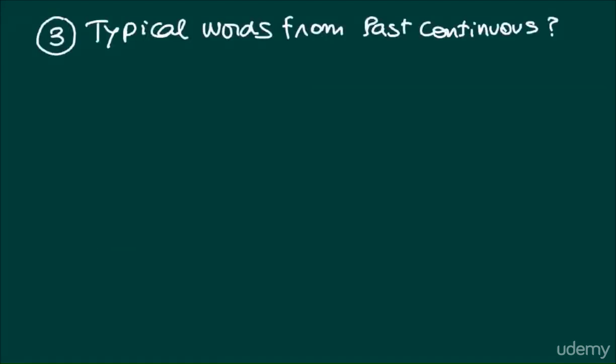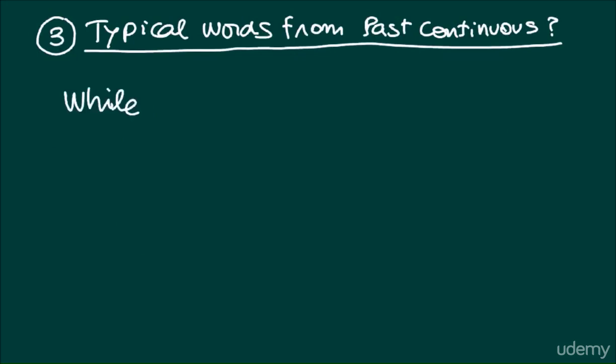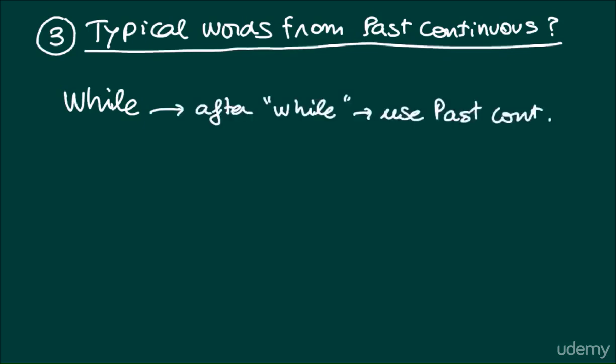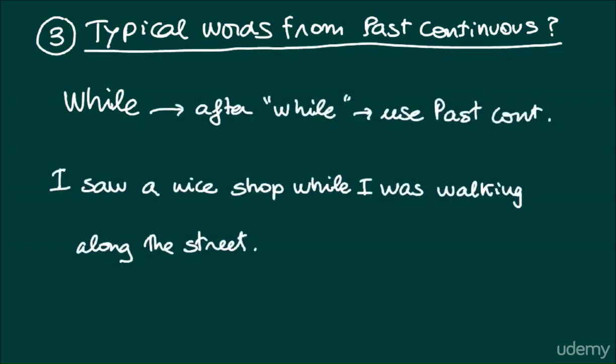3. Which are the typical words from this verb tense? There is only one typical word in the past continuous tense, and that is while. After a while, you have to use the past continuous tense. For example, I saw a nice shop while I was walking along the street.